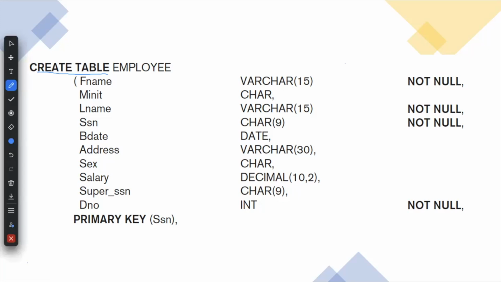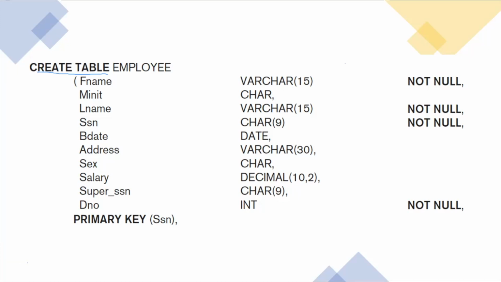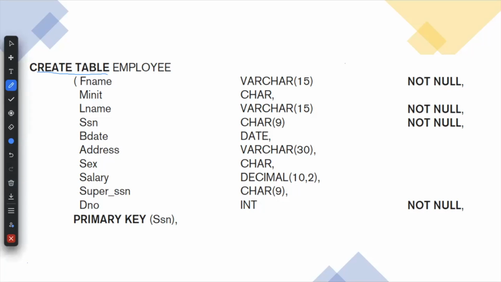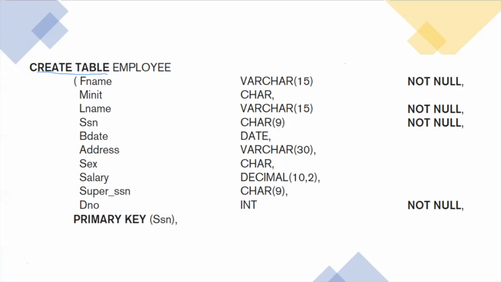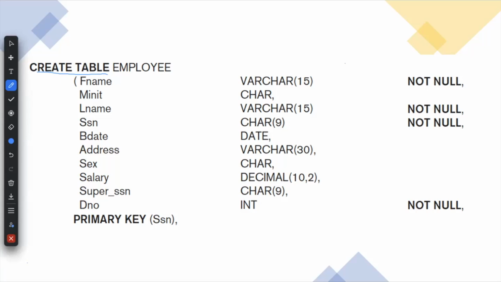In a similar manner, you can see minit is there, which is of data type char. No constraint is specified. Then you have lname, which is of varchar 15. This also has a constraint of not null. Similarly, we have ssn, which is char 9. We have bdate, which is of type date, address of varchar type, sex, which is of character type, salary, which is of decimal type, superssn, which is of character again, and dno, which is of integer type. And this also has the not null constraint. So we have here the various data types that are being used in our table.